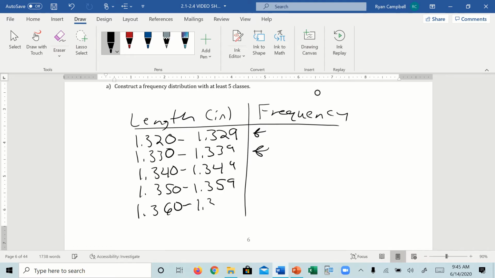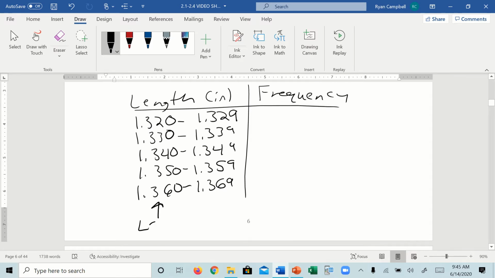1.369. So like we said, first thing you want to do is find all your lower class limits. Then you want to find your upper class limits. What people always do is they add across and then they get messed up. All right? Make sure you do your lower class limits first, then do your upper class limits. Don't try to do both at the same time. You will get it wrong.